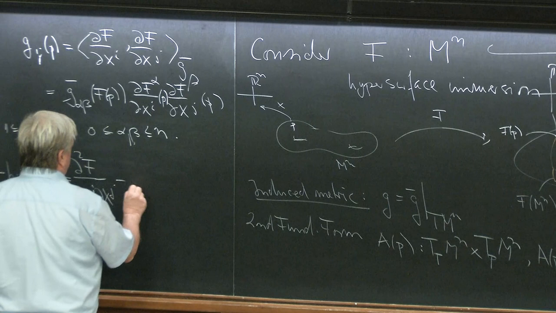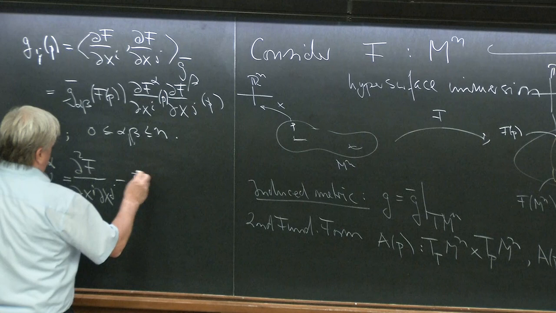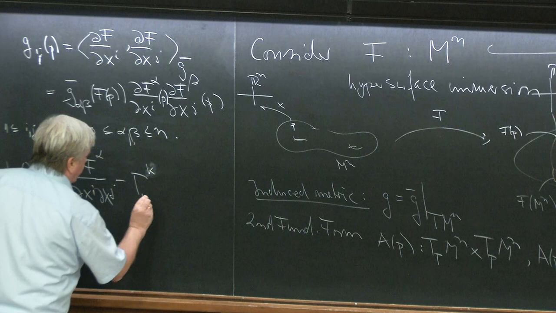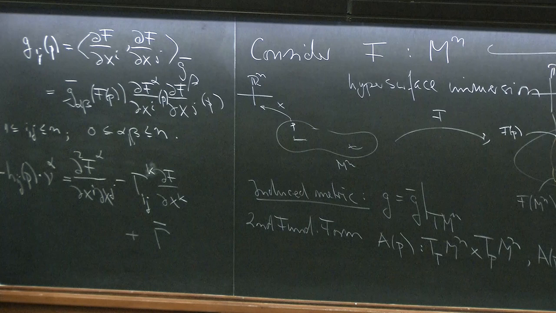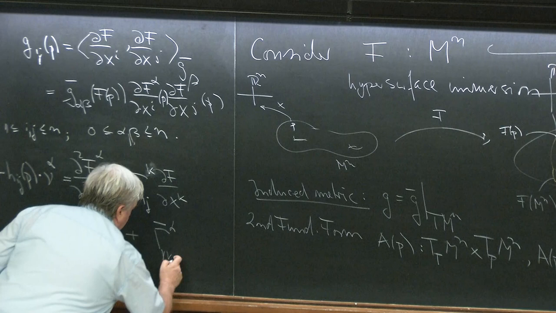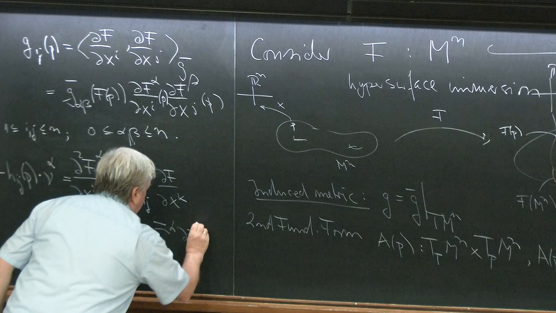And here you have the Christoffel symbols. I assume you know what that is, the Gamma kij times df alpha dxk. And then there's an extra term coming from the target manifold, the Christoffel symbols of the target manifold, alpha gamma rho, say, times df gamma dxi df rho dxj.